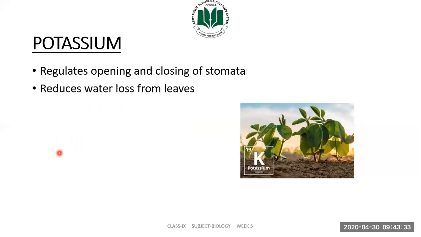Potassium is another mineral. The symbol is K. It regulates opening and closing of stomata, which is ultimately reducing the loss of water from the leaves. It means that stomata, as you know, are present on the surface of the leaves. When there is a hard weather condition, the stomata are closed, or the gates are closed, so that no water is leaving from the surface of the leaf. Hence, the water is retained.